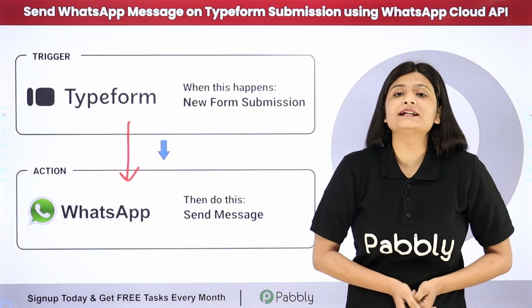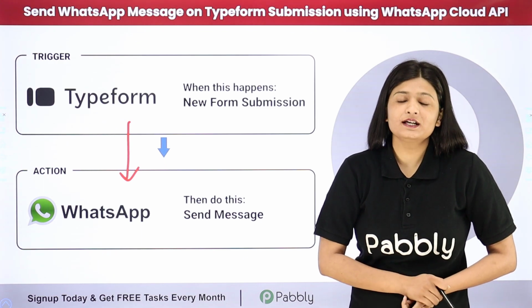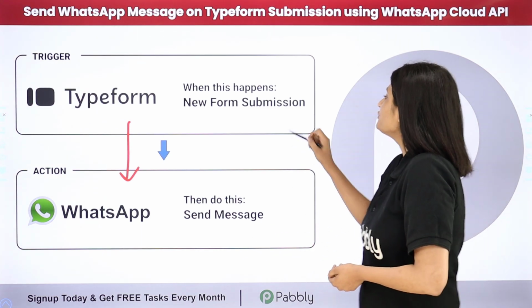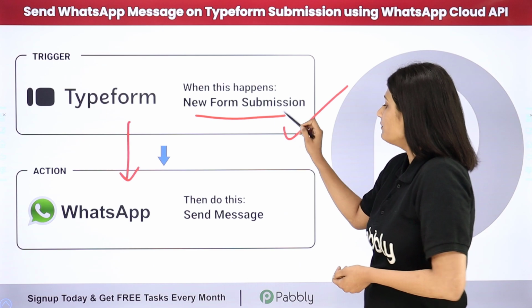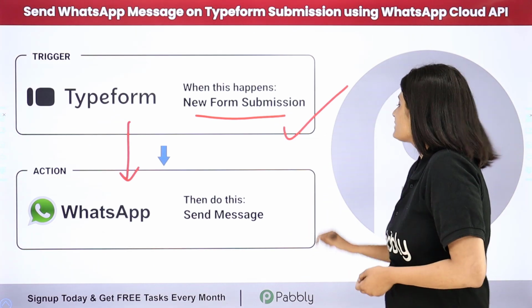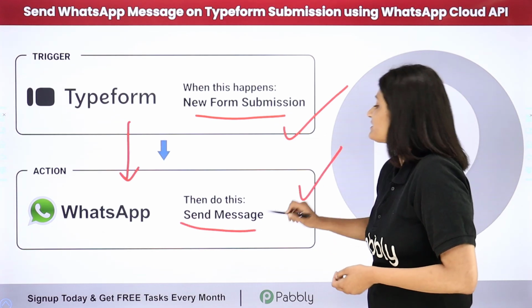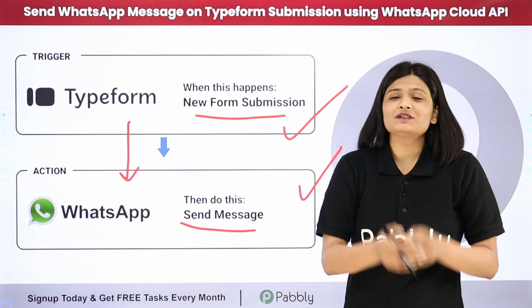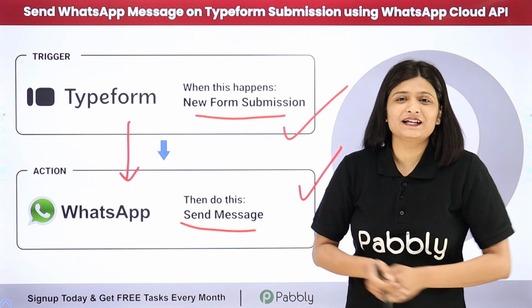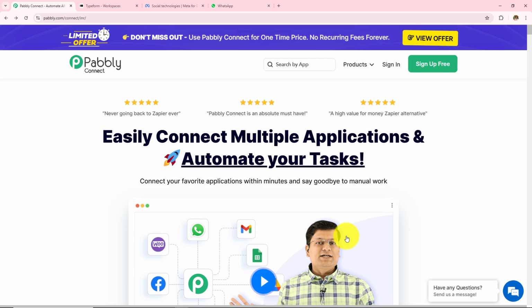With the help of Pabbly Connect, I am going to build this connection in such a way that whenever a new form submission happens in Typeform, a WhatsApp message will be sent to that lead automatically using WhatsApp Cloud API. Now, if you want to learn this amazing automation step by step, then let me take you all to my screen.